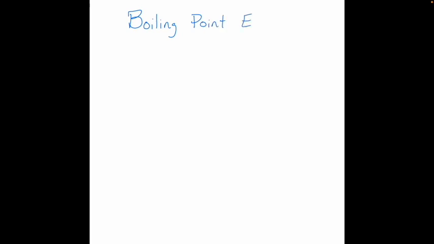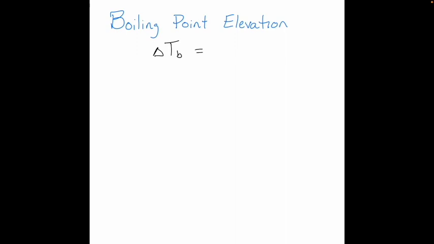So we'll start with boiling point. For our boiling point elevation here, we have this formula, delta T of boiling equals i times m times K_b. Okay, so let's pick apart what each of these variables are here. What does the triangle mean? Change, right? It's a very common variable that we use to represent the change, in this case, the change in our boiling temperature.